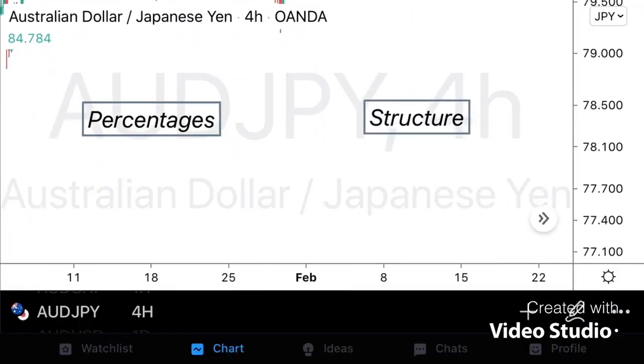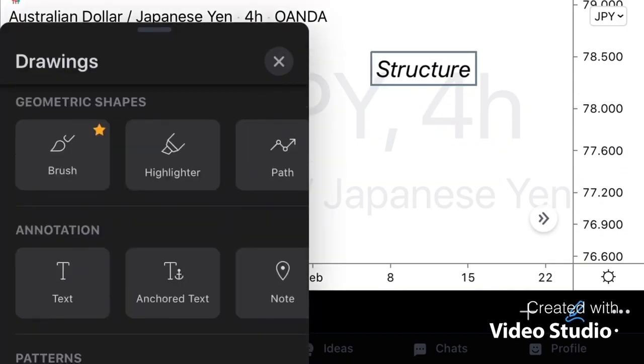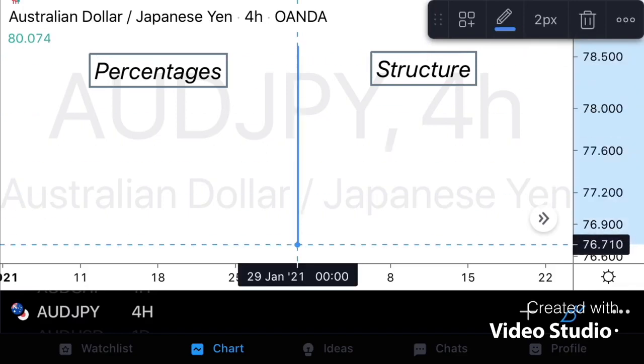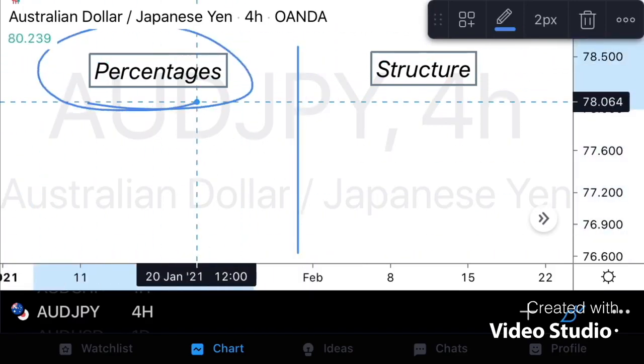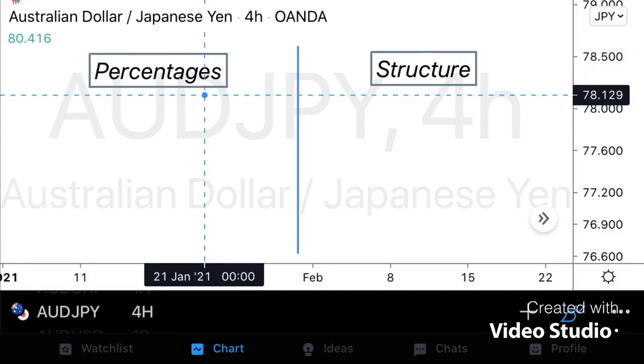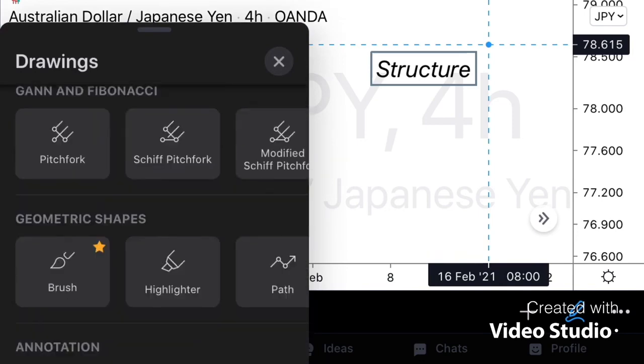Now guys, to start things off, we do see that we have some percentages here and we have structure. So these are the two methods of managing our position. Number one, we can either use percentages to manage our open positions, or we can use structure. Now let's get into percentages.